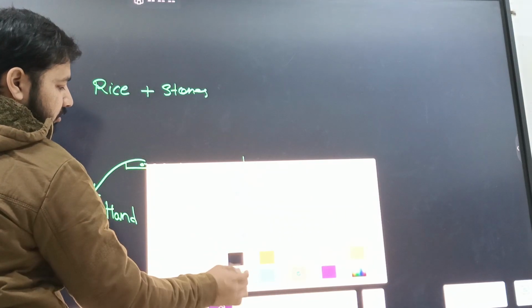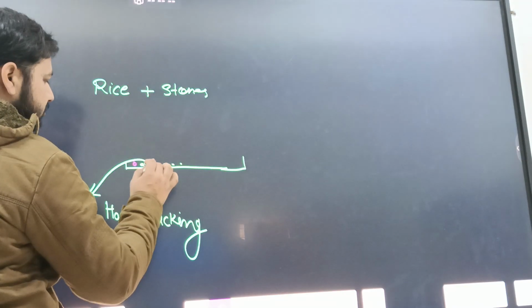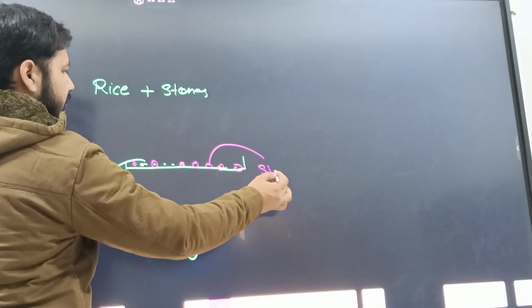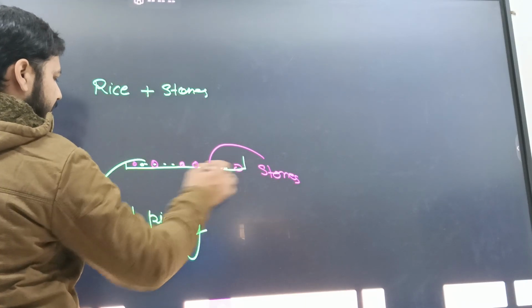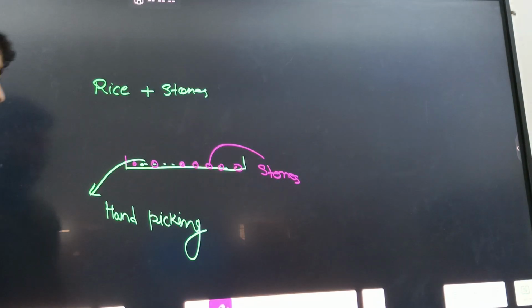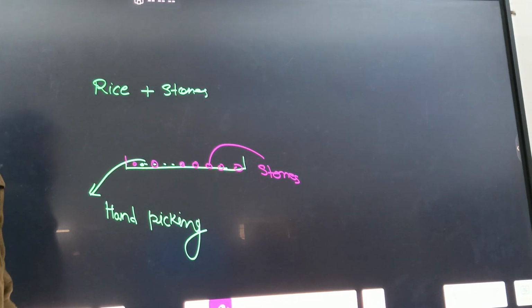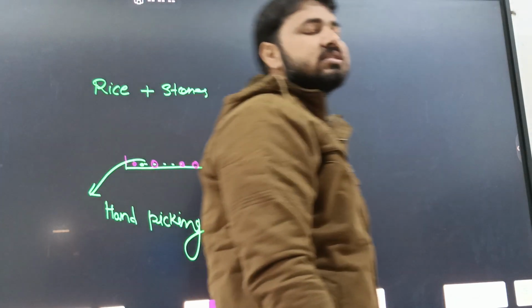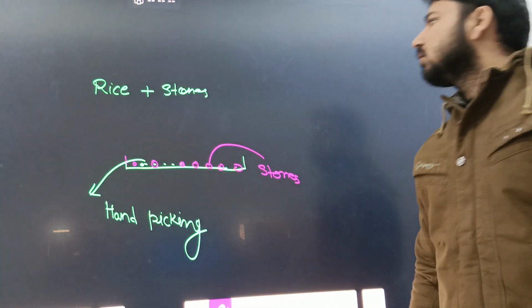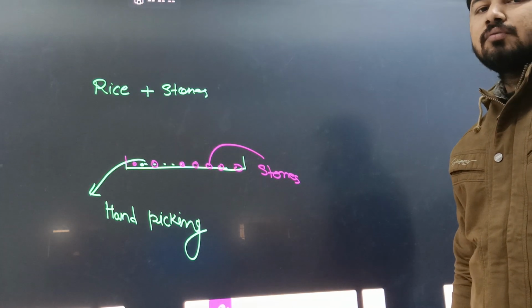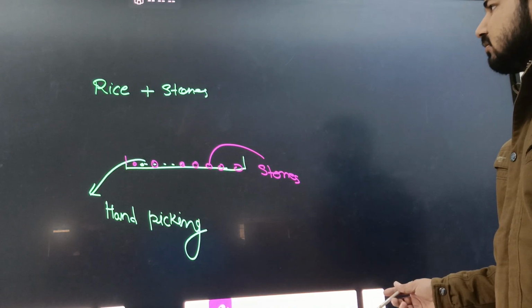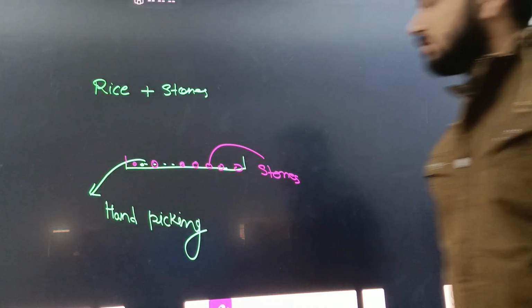We throw away these stones, and what is left on the plate is rice. This method is used for separating pulses and rice mixtures, or stones from rice and stones from pulses. The next separation technique is threshing.